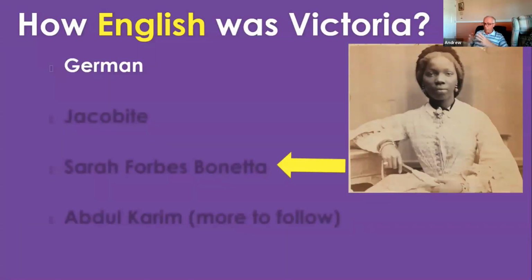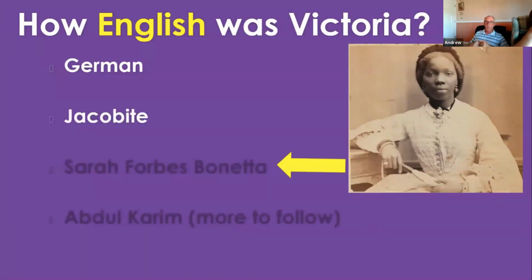And so her mother reports that at age 4, Victoria told her mother that she only wanted to speak English at home. Because remember, English is not the mother's first language, it's German, right? And the father's dead, so there's only this relationship with the mother. And this is Baroness Lehzen, who's also German. So Victoria is putting her foot down, even at the age of 4, and saying, I want to speak English, okay? She identifies very closely with her English ancestors.